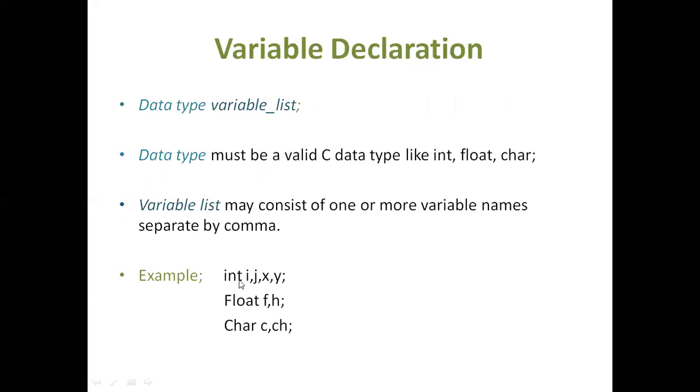As you can see in this example, we write int i, j, x, y. So these are four different variables, and they have the common type that they all can store integer values. The next statement is float f, h. There are two variables, f and h, and their type is float, meaning they store values with a decimal point in them. The next statement is char c, ch. So there are two variables, c and ch, and they are of character type. They store characters.